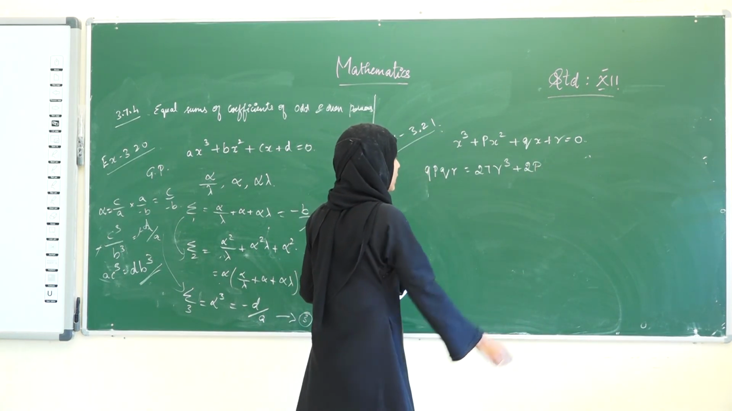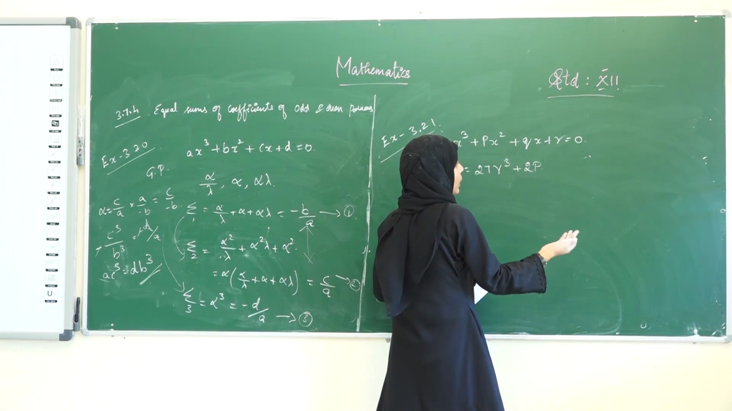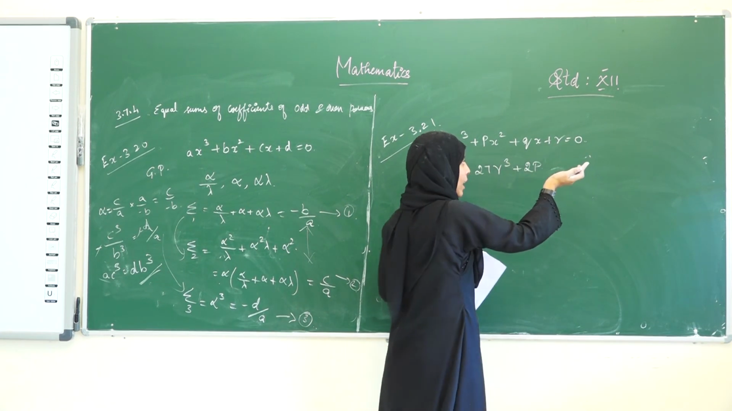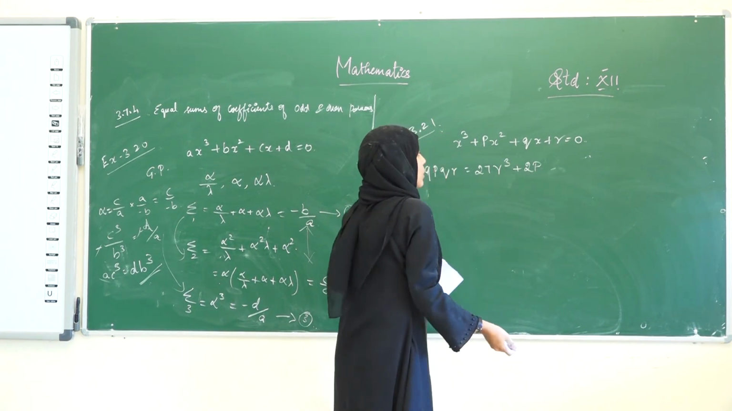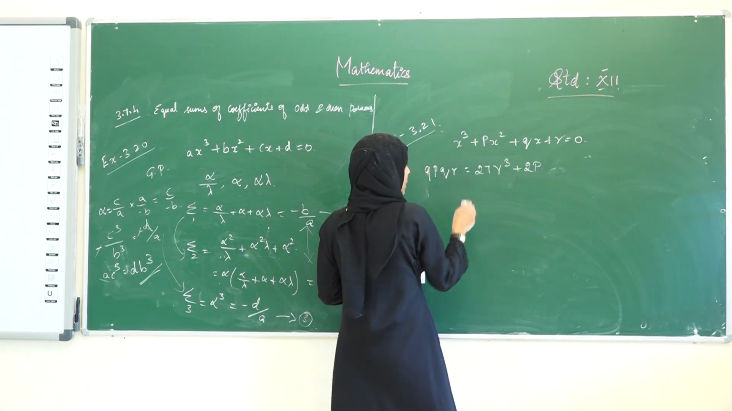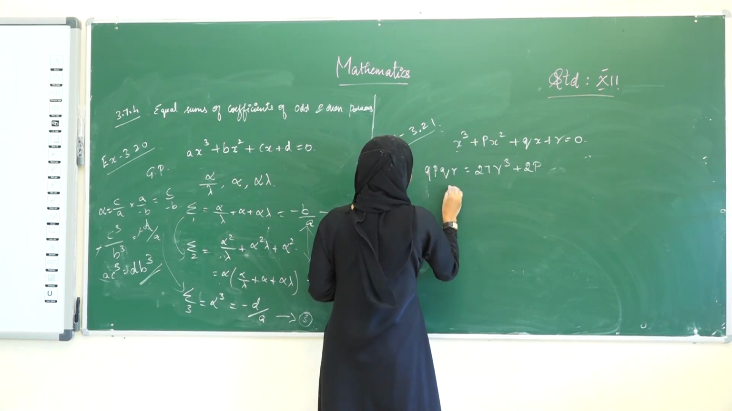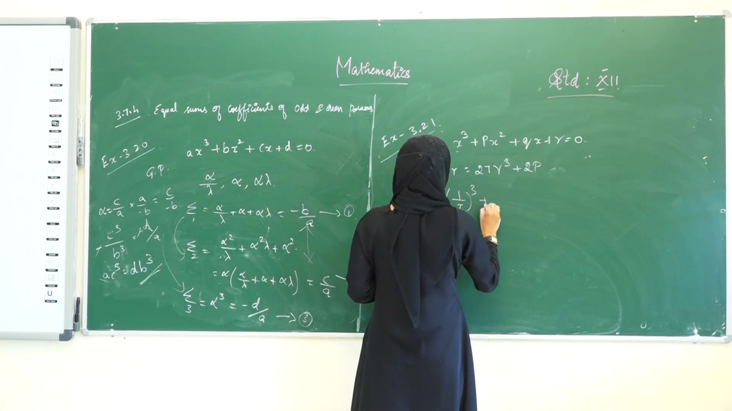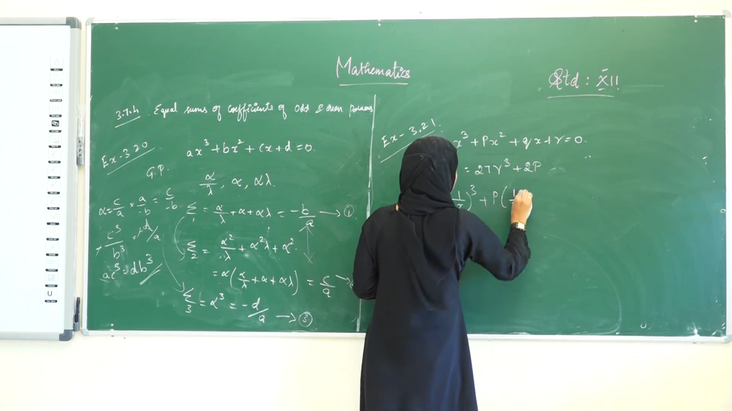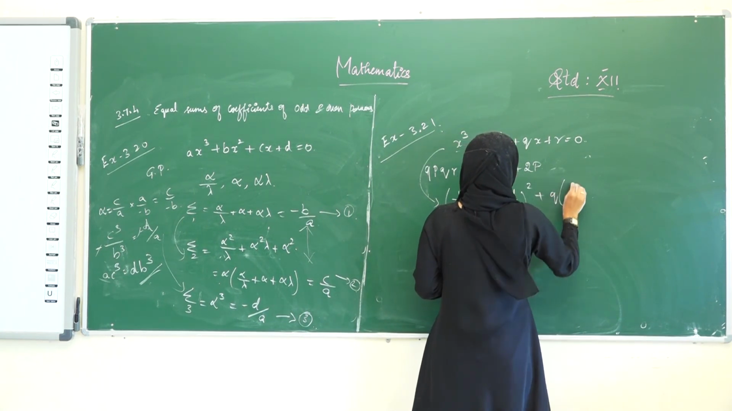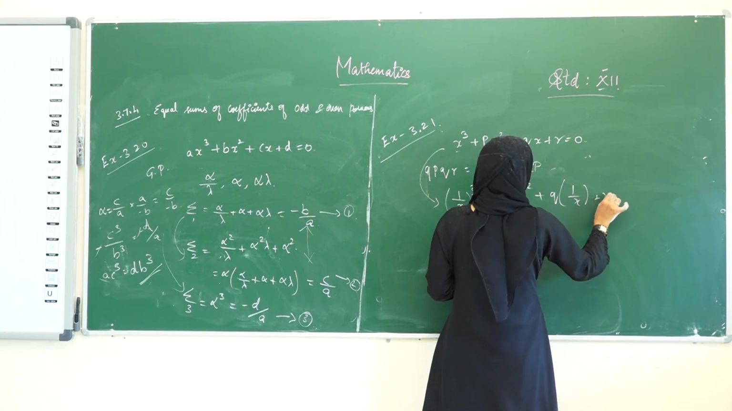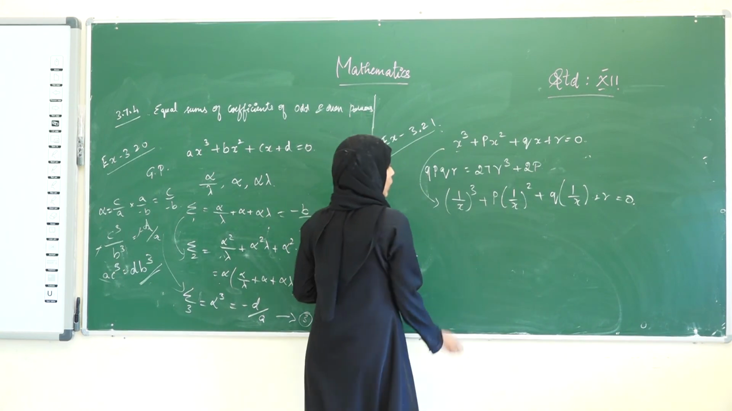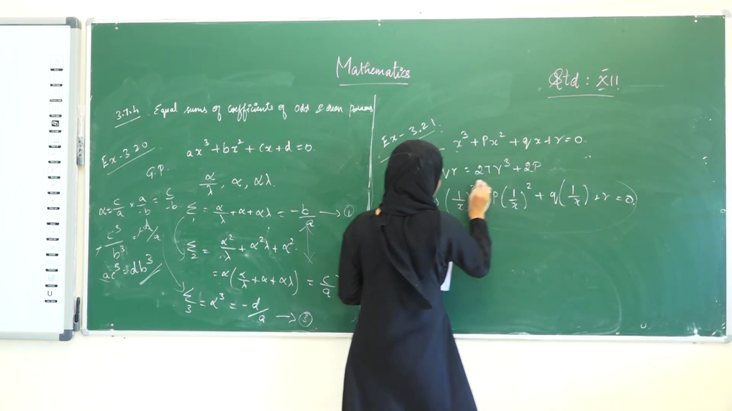Since the roots of this are in harmonic progression, we know that when we take the reciprocal, we have the roots in arithmetic progression. So instead of x in this equation, we are going to write 1 by x. That's it. On solving this, we will get the equation.